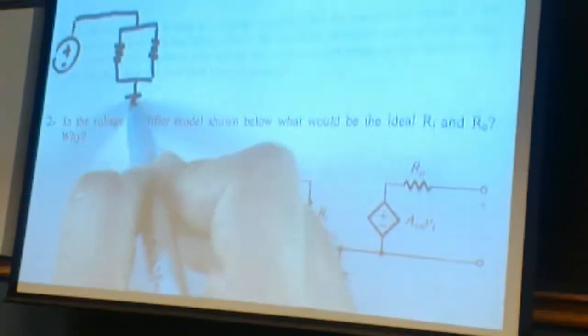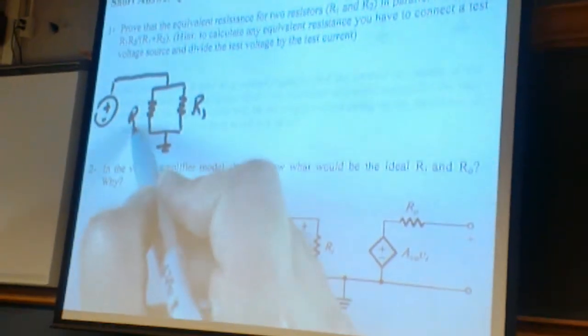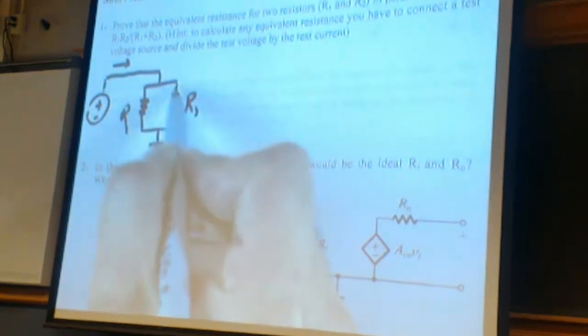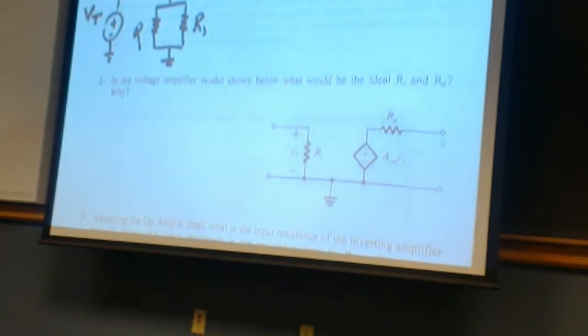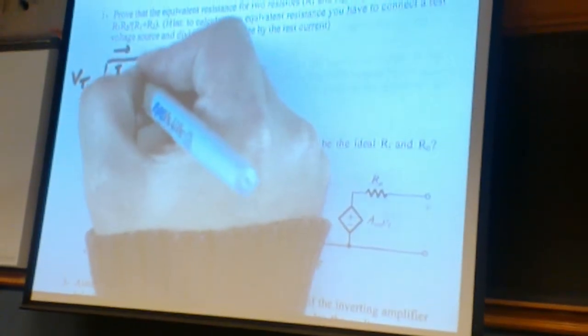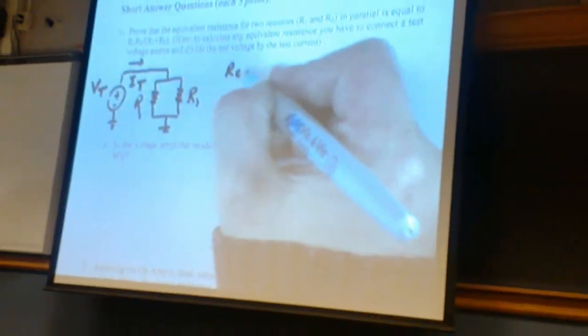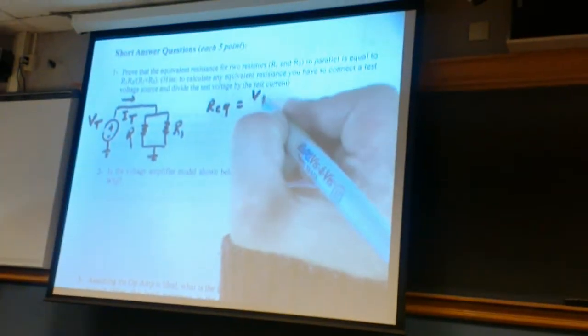Calculate any equivalent resistance. R1 or R2, looking into that combination. You want to see what resistance you see. Good. And if this is a test voltage, and this is the test current going in, R equivalent is test voltage divided by the test current.